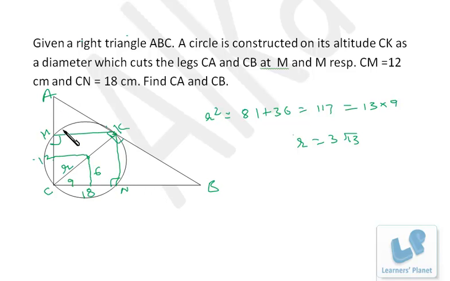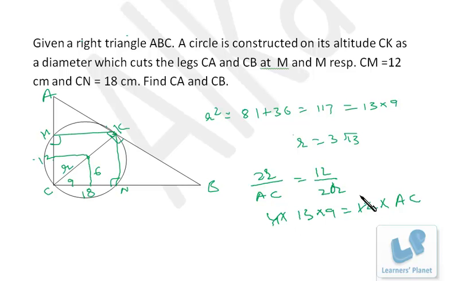Similarly, this triangle CMK will be similar to triangle AKC. Same way, we are going to compare the sides. So we'll be getting 2R upon AC is equal to 12 upon 2R. So 4R square is equal to 12 into AC. 4 into R square will be 13 into 9. That's 12 into AC. So AC will be 39. Okay, so we got 26 and 39 as BC and AC.